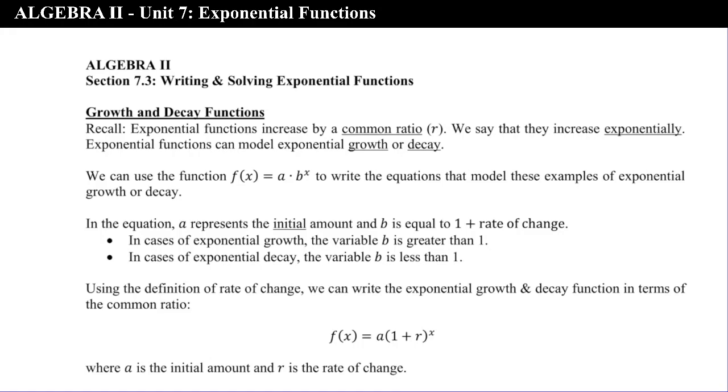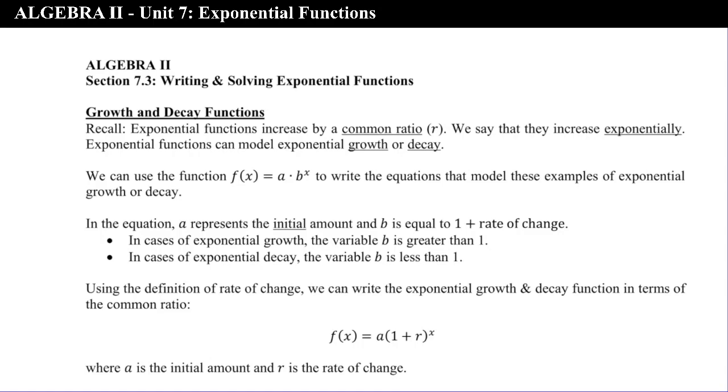In the cases of exponential growth, the variable b is greater than 1. In cases of exponential decay, b is going to be less than 1. Remember, it can't be 1, because if it's 1, nothing's changing. So b has to either be greater than 1 or less than 1. And it also cannot be 0.